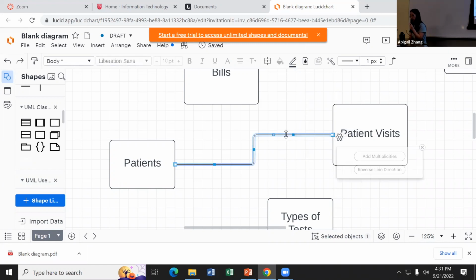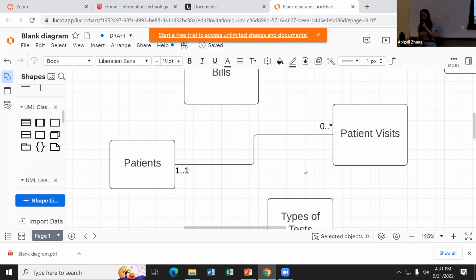Now we can do this multiplicity. Click this line and select add multiplicities. By default, you will have a many-to-many relationship, but you can double click it to edit it. Here we just need to change the multiplicity on the patient side into 1 and only 1. You did a great job identifying the minimum 0 for the patient visits.